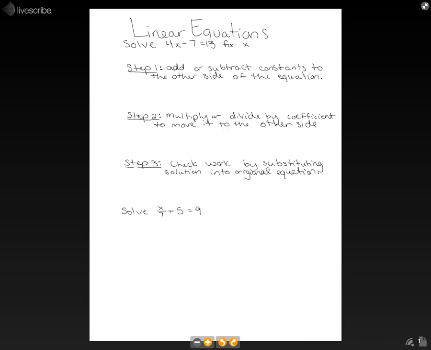This video is about solving linear equations and the steps that we take to do that. So first, for our example, we're going to solve 4x minus 7 equals 13 for x. And the main thing we need to remember is that the goal is to get x by itself. So we want to reverse any math that's kind of done onto that x.